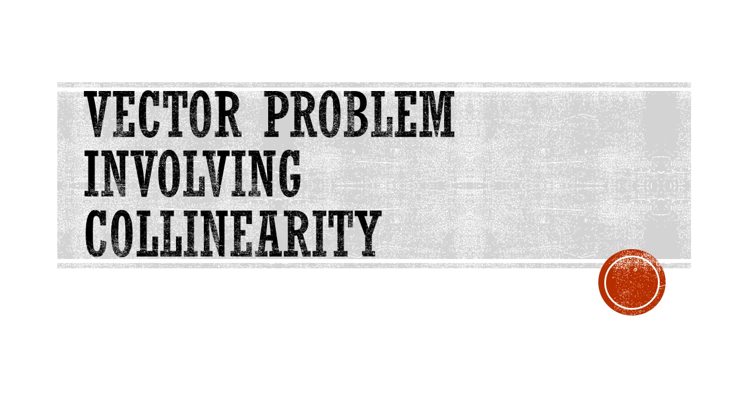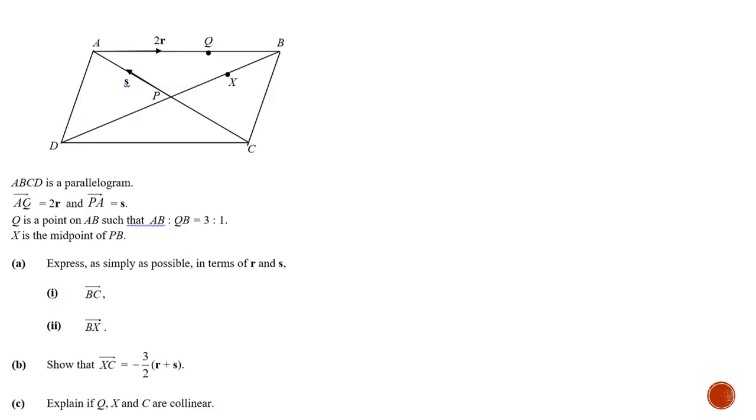In this video, we are going to look at solving vector problems involving collinearity. In this example, ABCD is a parallelogram. Vector AQ equals 2 vector R and PA equals vector S. Q is a point on AB such that the ratio of AB to QB is 3:1, and therefore the ratio of AQ to QB is 2:1. Since AQ equals 2 vector R, QB will equal vector R.